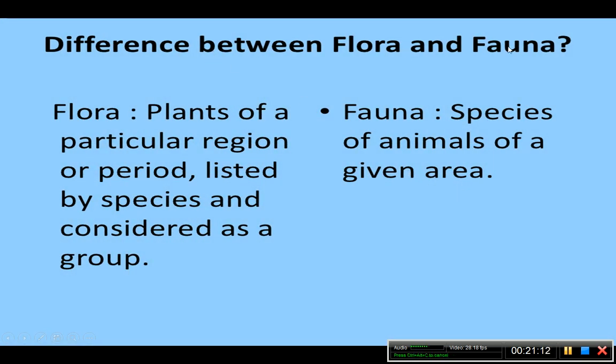A difference between flora and fauna. Let us talk about the difference between the flora and fauna categories. The life existing on this earth is found in these two categories. The plants of a particular region or period, listed by species, are considered as a group of flora. Fauna: the species of animals of a given area are referred to as fauna.